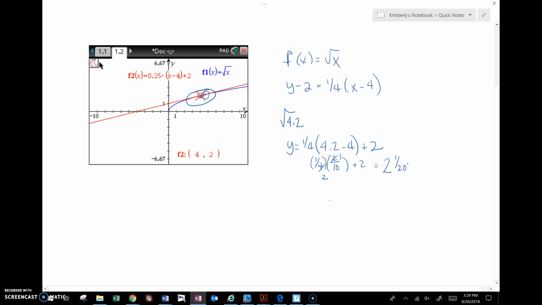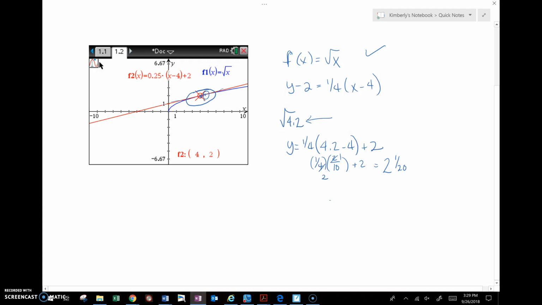So the first thing you do is you just define the function, find the point of tangency that is closest to 4.2. So in this case, that's why I chose the point 4. If I wanted to know what the square root of 10 was, then I would have used the point 9, knowing that the further you get away from the point of tangency, the less accurate your tangent line approximation is going to be. That's pretty much the gist of it.